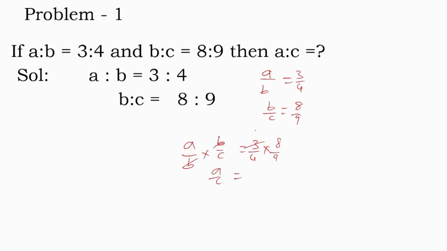And here 3 ones are 3, 3 threes are 9, and 4 ones are 4, 4 twos are 8. So it is, for 2s, 2 by 3. This means A is to C is 2 is to 3. So it is the same answer that you got in the previous explanation.